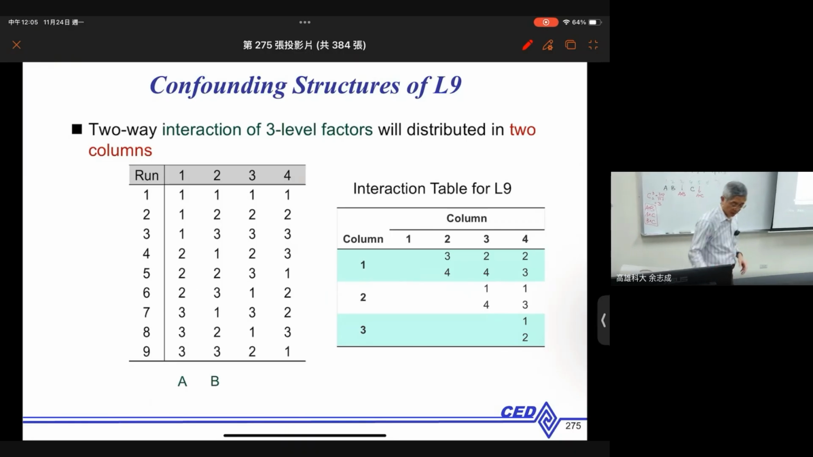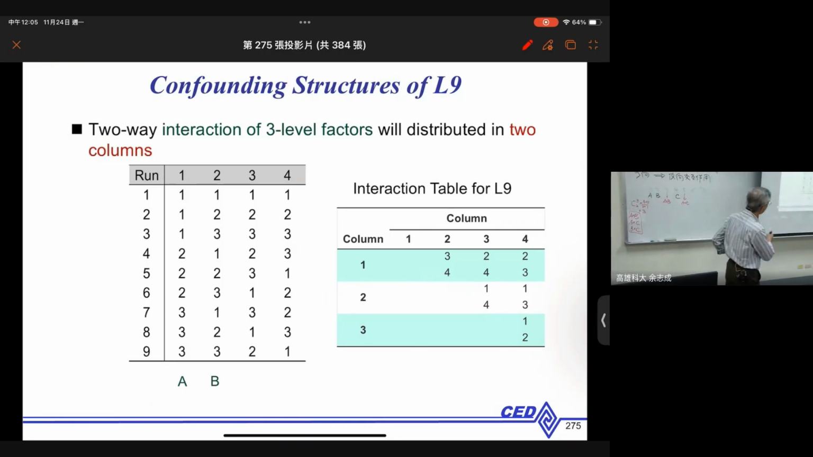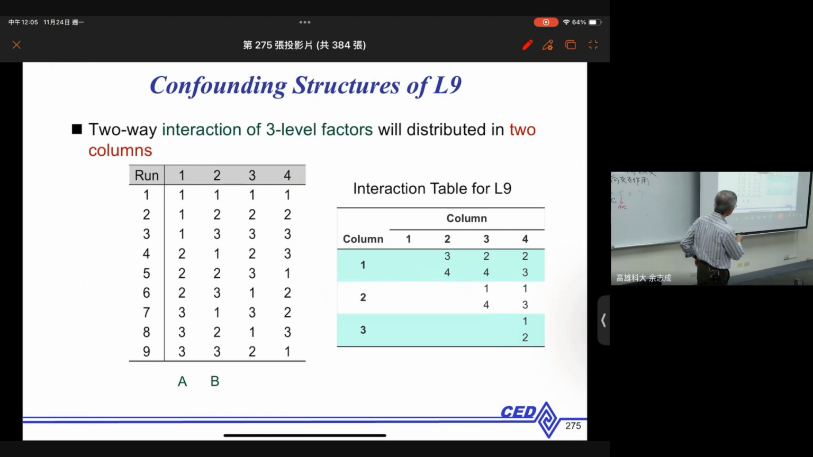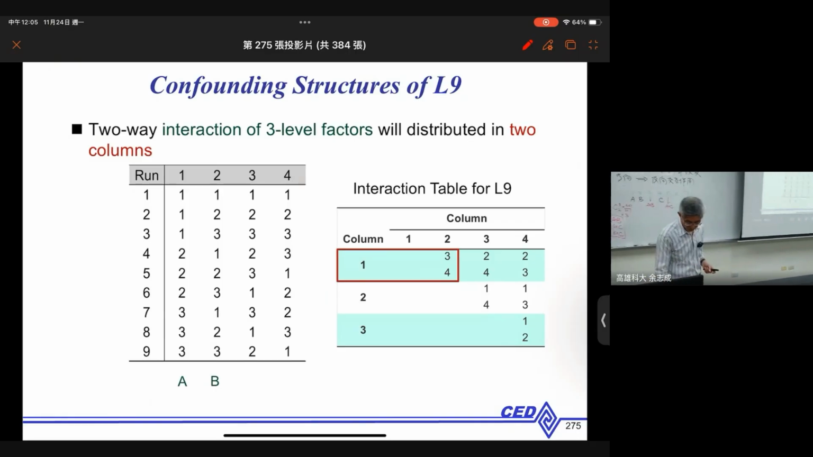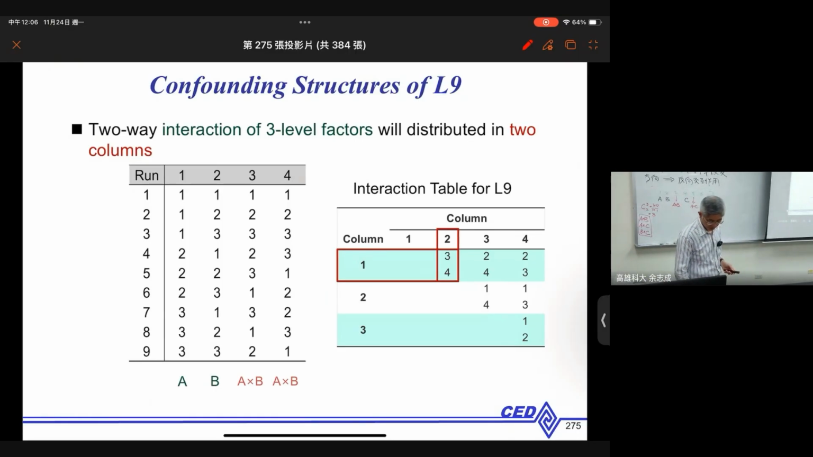If you have 3 levels, just like this one, this is L9, and this is the interaction table for L9. As I mentioned before, the interaction of L9 will happen in 2 columns. If you assign A to column 1, B to column 2, then the interaction of AB, 1 and 2, will happen in column 3 and column 4. So the interaction of AB will occupy 2 columns.